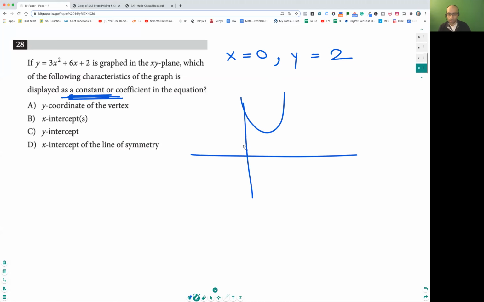Okay, x is 0, this point here, right? This point is the origin, right? This point is the y-intercept, 0 comma 2, right? So this constant is when x is equal to 0 and y is equal to 2, right? That's why C is your correct answer, right? Perfect, so let's move on.